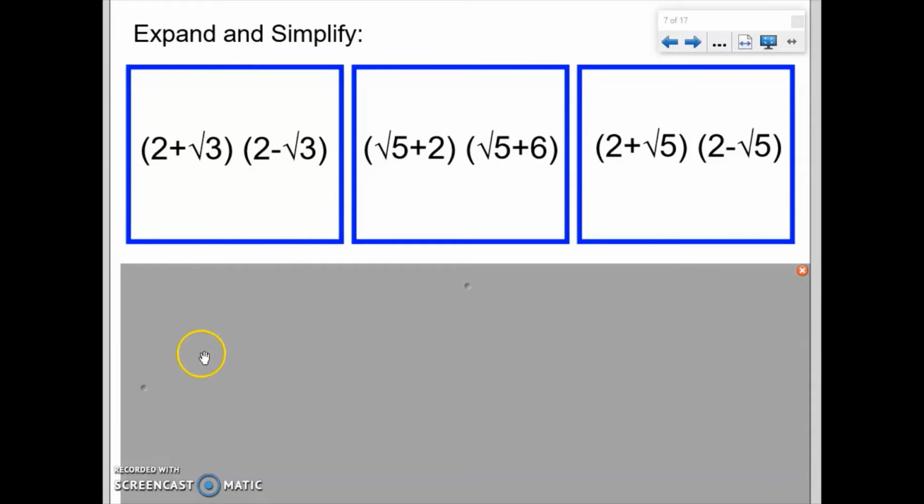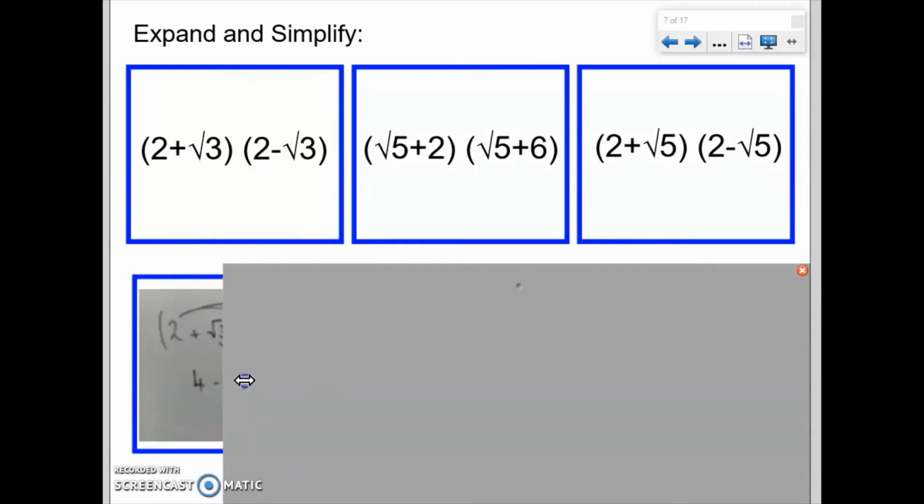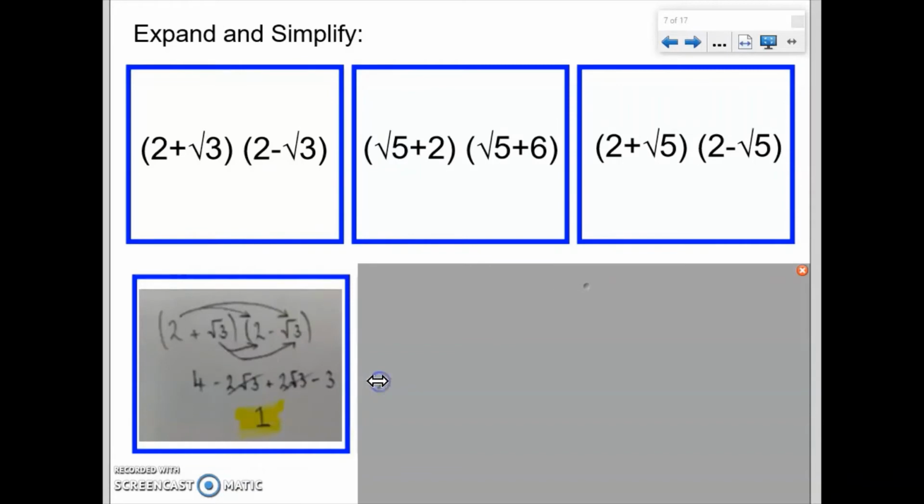Okay, welcome back. If we look at my answer to question 1, my working out looks like this. So you can see I've even added some arrows on just to remind me of the 4 multiplications I'm doing, the FOIL method, some people refer to it as. 2 times 2 is 4. 2 times negative root 3 is here. Root 3 times 2 is here. And then root 3 times negative root 3 gives me negative 3.